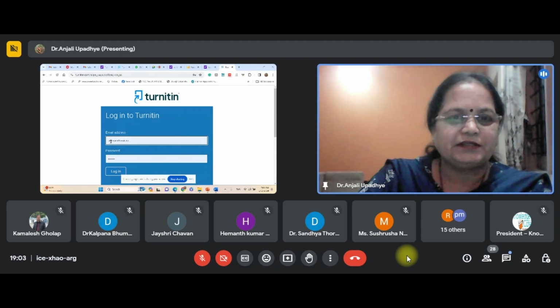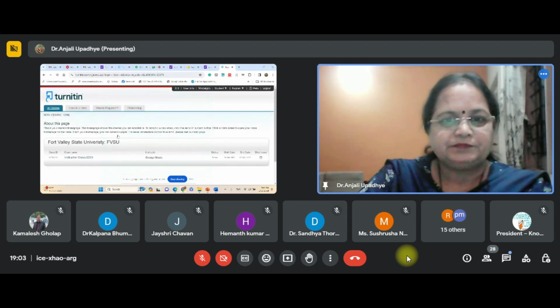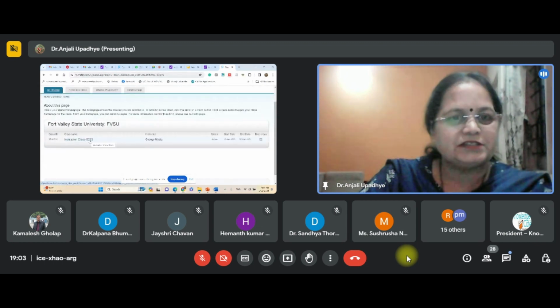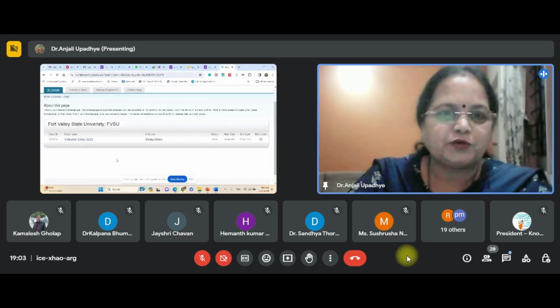Now you have to put your email address for which you have purchased the Turnitin login, and give your password. Then go for the login. Now see this particular screen on Turnitin. This is the student enrollment of the instructor class 0223. Such a class is given to you, and in that class every day you can check 25 documents for plagiarism.